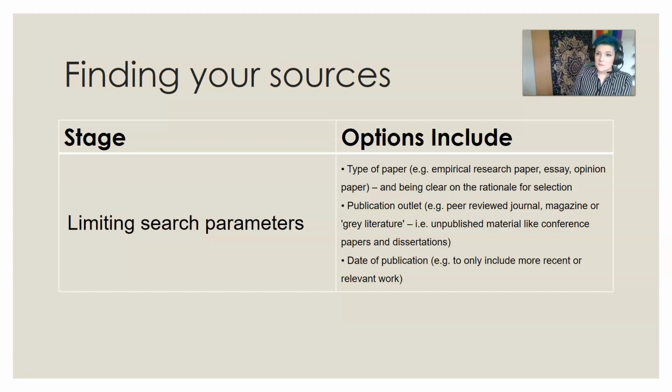Be clear on the rationale for your selection if you have, for example, decided to choose to only include essays to inform your work. Now, this rationale might be that you are looking at a completely new phenomena and therefore there is no other research in the area, and so you're simply considering essays or opinion papers that have touched on the subject. Next, consider the publication outlet. Are you only going to consider peer-reviewed journals? Are you also going to consider magazine literature or grey literature? So this is non-peer-reviewed sources, such as unpublished material like conference papers and dissertations.